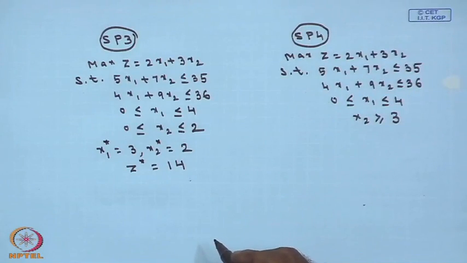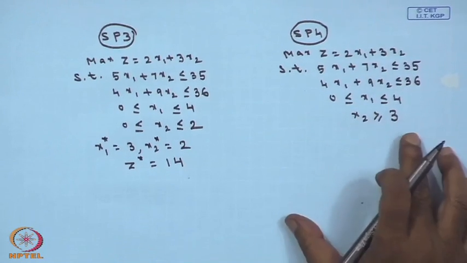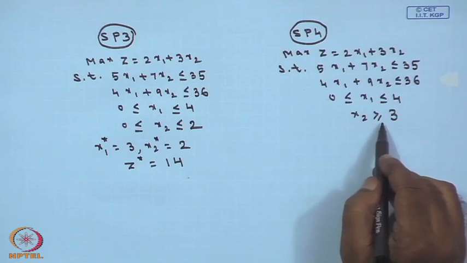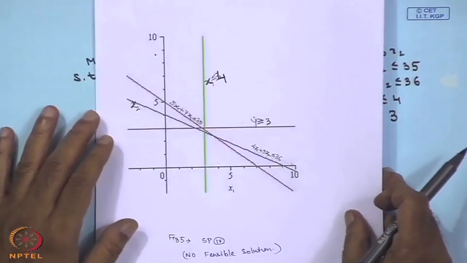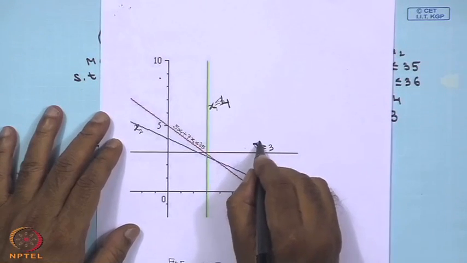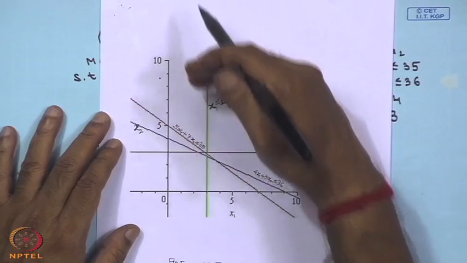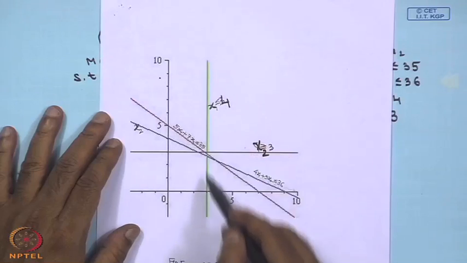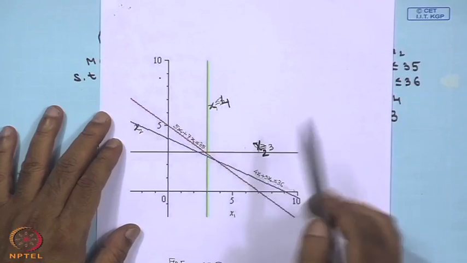Whereas, if you take SP 4, it lies between x 1 less than equals 4, but your x 2 is greater than equals 3, that is this one. Here, not y, this is x 2 greater than equals 3, that is above this. You see this one now. So, one is x less than equals 4 and above this.